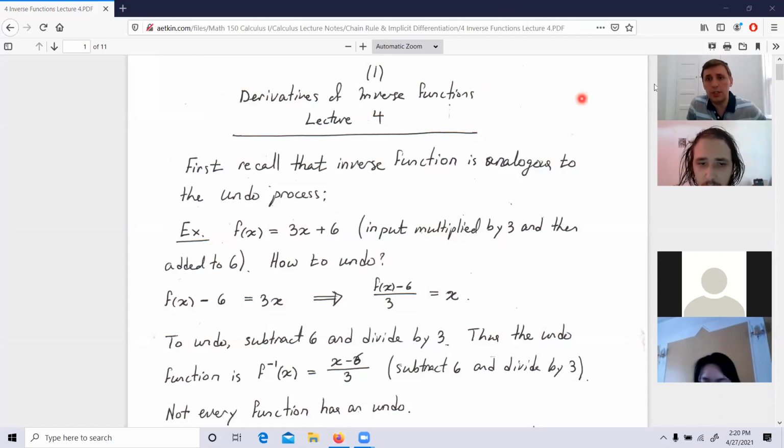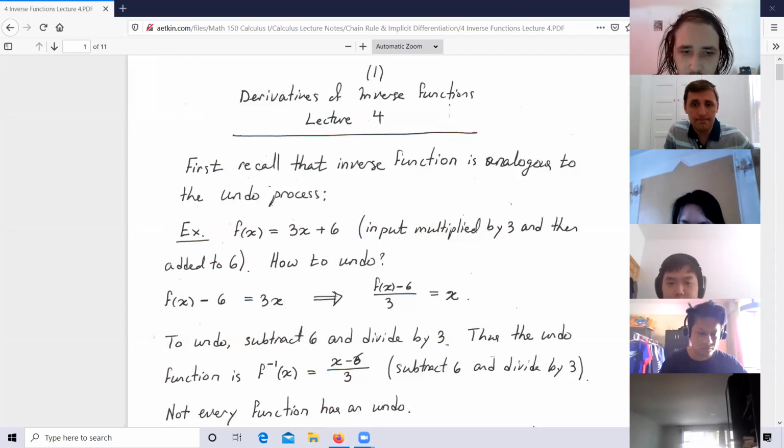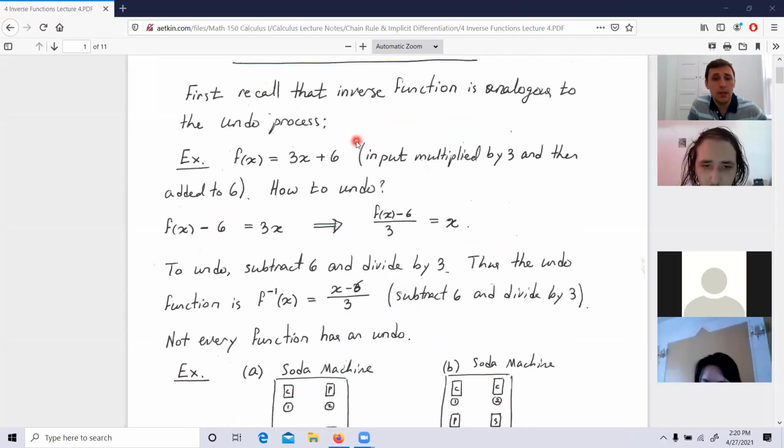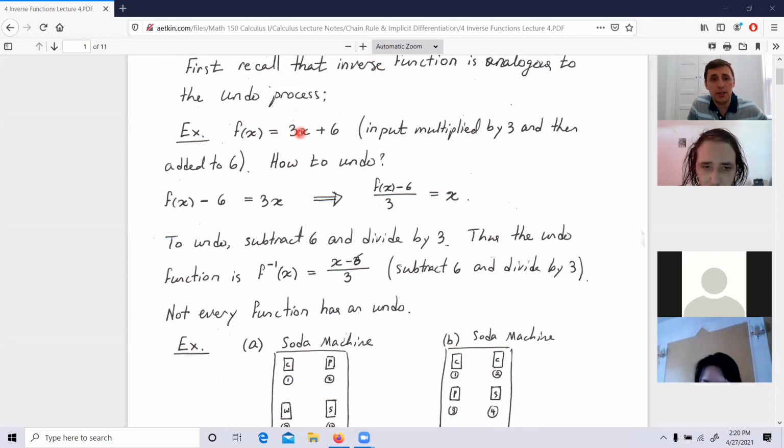So, have you calculated inverse functions in the past? I hope you have. This is a sort of review. For instance, suppose I asked you to find the inverse of 3x plus 6. What is the idea of finding an inverse? It's very similar to pressing undo.